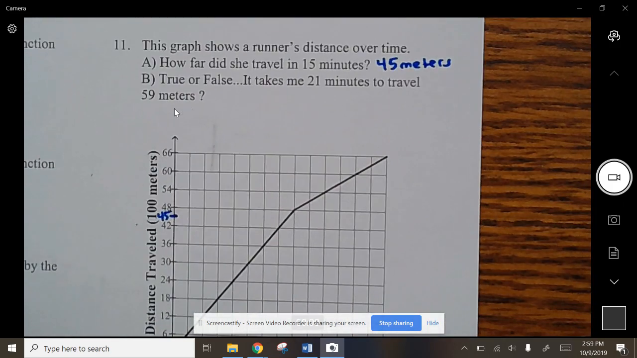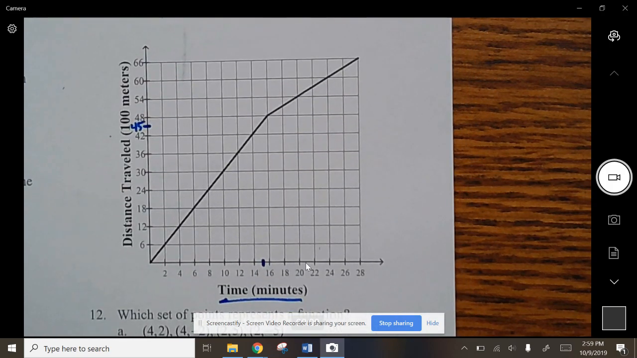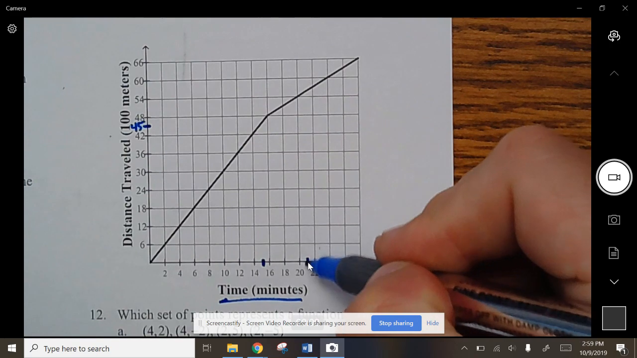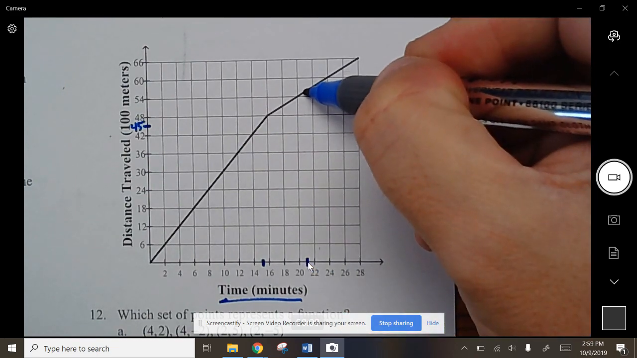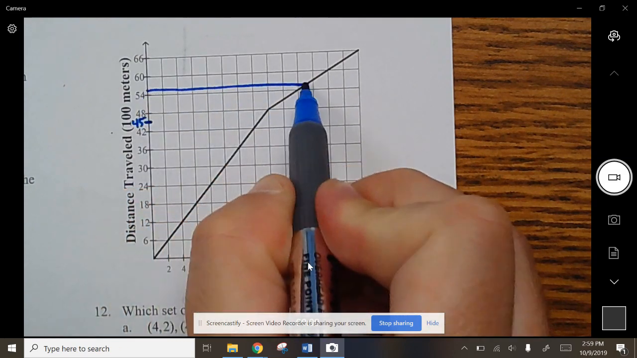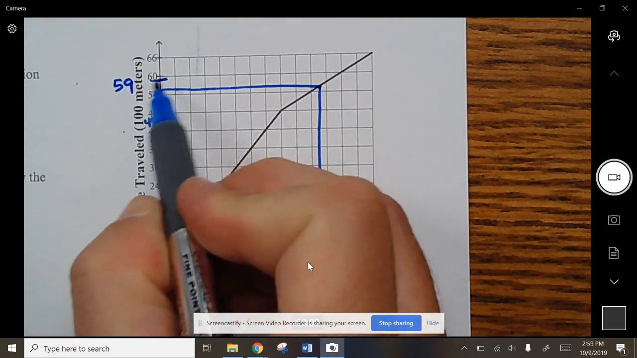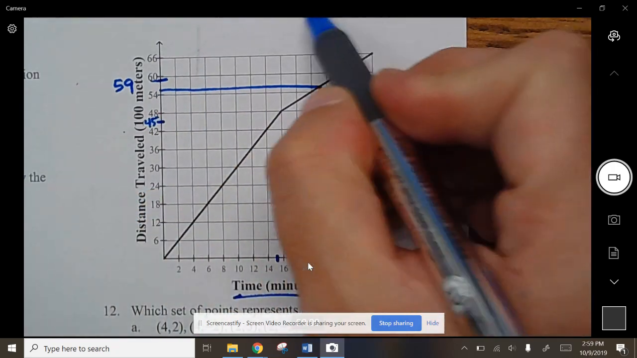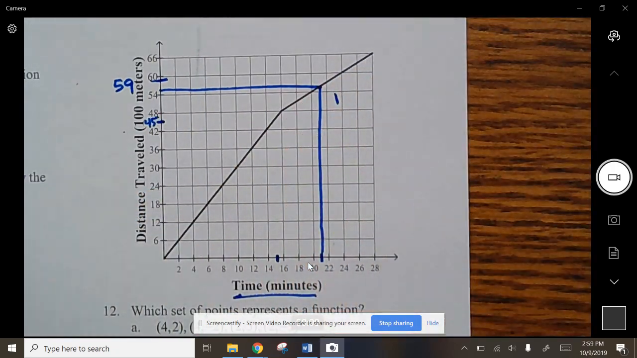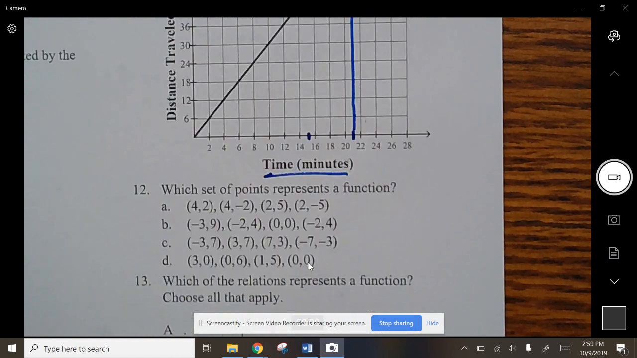And the next one says, true or false, it takes me 21 minutes to travel 59 meters. 21 minutes is right here. If we go all the way up, we did this one in class. And we look at this, and I say, no, it says 59 meters. 59 would be more up here. So guess what? That is going to be false. That one's false, okay?